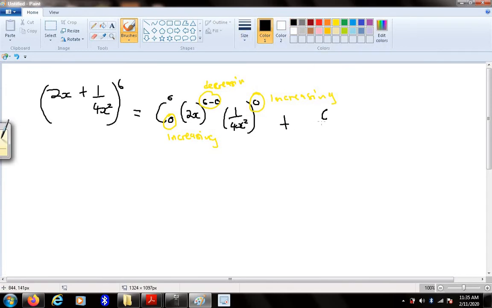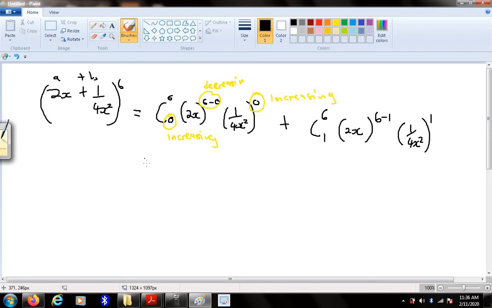So the next term will be 6 choose 1. And then we go (2x), which is our first term. Let's just call this a plus b, right? For the first term, the powers are decreasing by 1, so 6 minus 1. And then the next one will be (1/(4x^2)) to the power of 1, because it's increasing. See, here it was 0, it's now 1, and here it was 6 minus 0, to show that it's decreasing, it will be 6 minus 1.